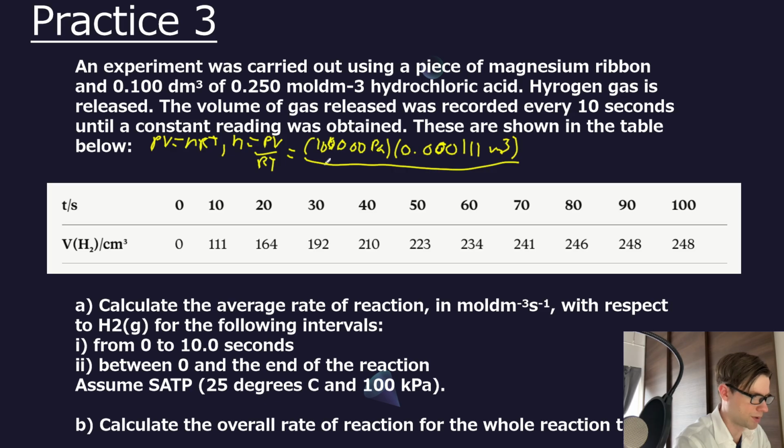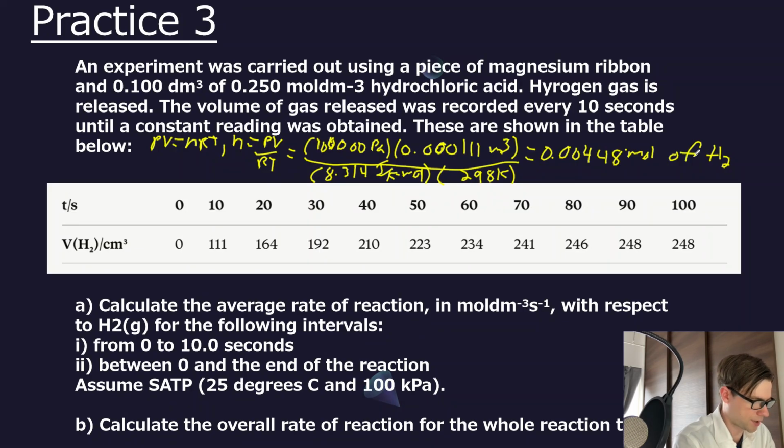We need to do that because we're working with the ideal gas constant R. That's 8.314 joule per Kelvin per mole. And then temperature 25 C for SATP, that is 298 Kelvin. Okay, so put that in your calculator. You should get that. That's about 0.0448. 0.0448 mole of H2 produced over the first 10 seconds there.